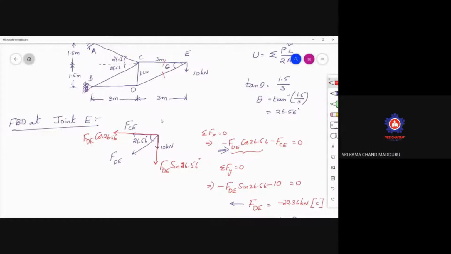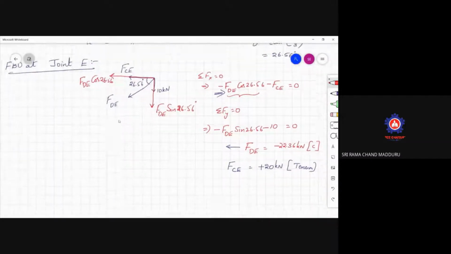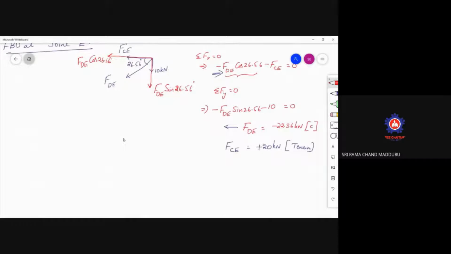If you go to joint C, how many unknown forces are there? 1, 2, 3, 4. Four members are there. One is known, three are unknown. Go to joint D. You know that wherever you are in a joint, the number of unknowns should be less than or equal to 2. So I am taking joint D.